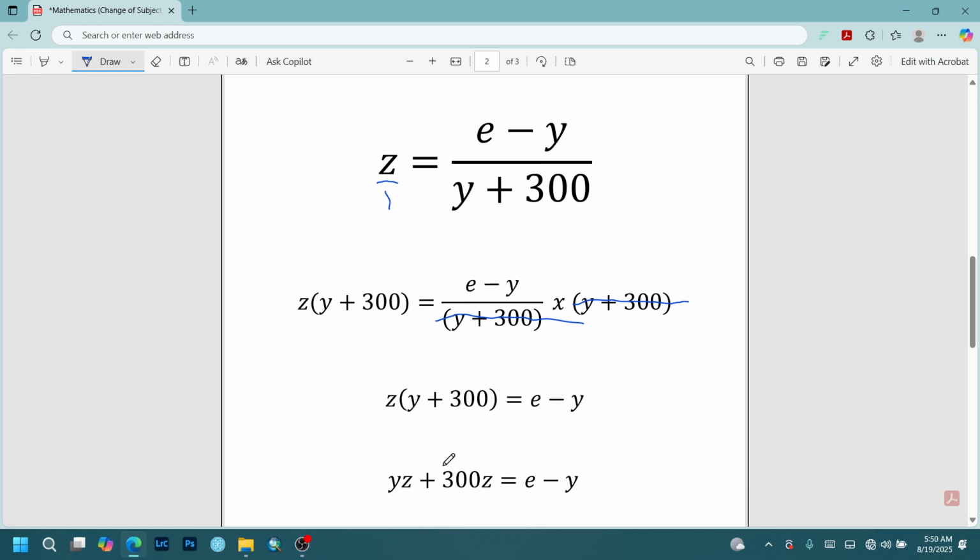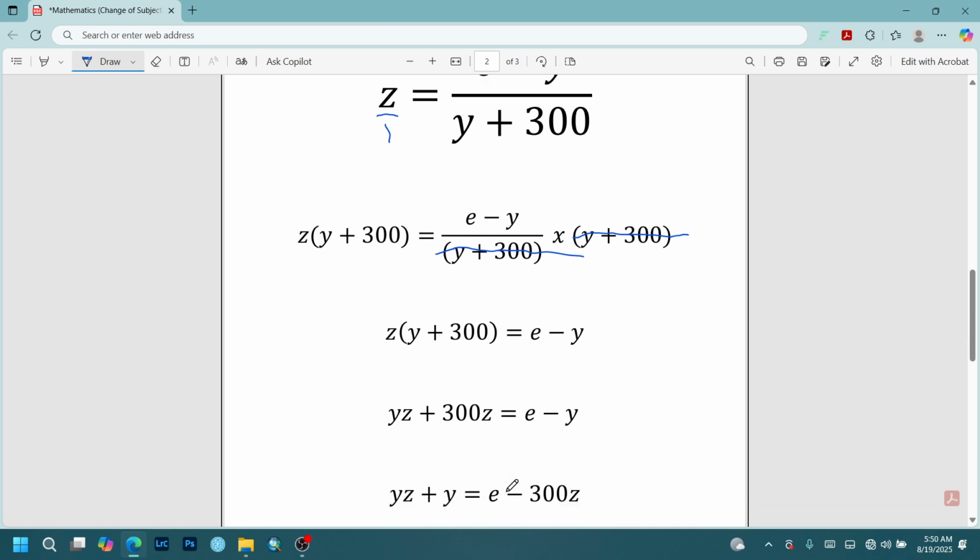So we do some expansions. Z multiplying y will give us yz. Z multiplying 300 will give us 300z, equals e minus y. So we have to make y the subject of the relation. So we have to group like terms. In grouping like terms, we group terms with y component at one side and those without any y component at the other side.